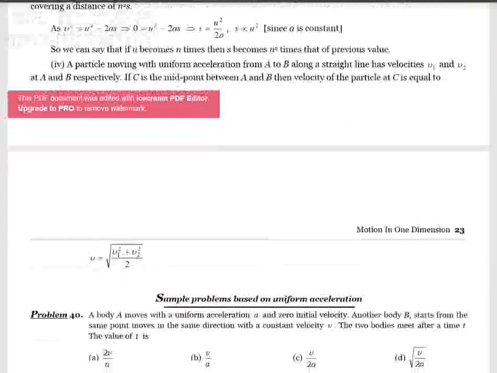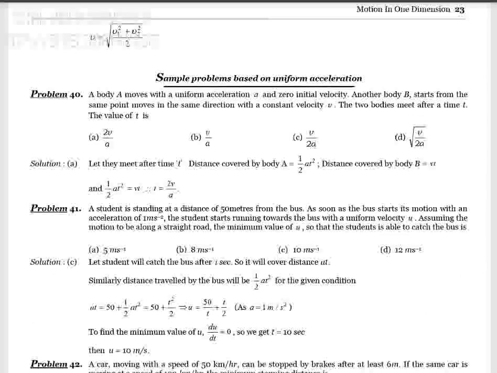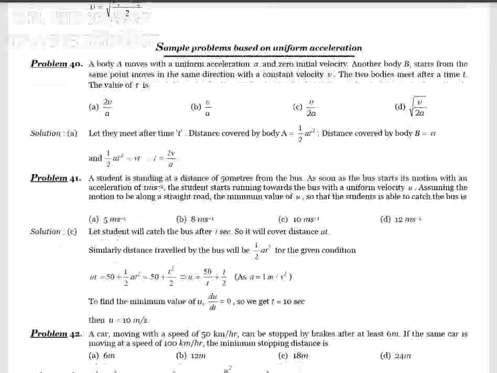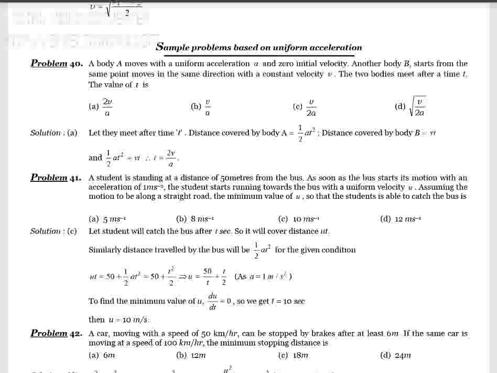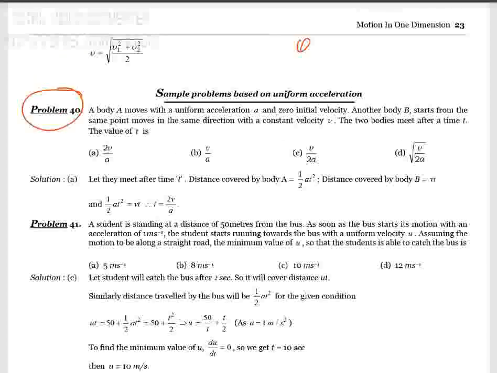And how we can use this equation is, we have some problems here. Let us see one example. A body A moves with uniform acceleration a and 0 initial velocity. Therefore, let us take out the givens. The first one is acceleration is a, and the initial velocity is 0. And another body B starts from the same point, moves in the same direction with a constant velocity v, and the two bodies meet after t. What is the value of t?